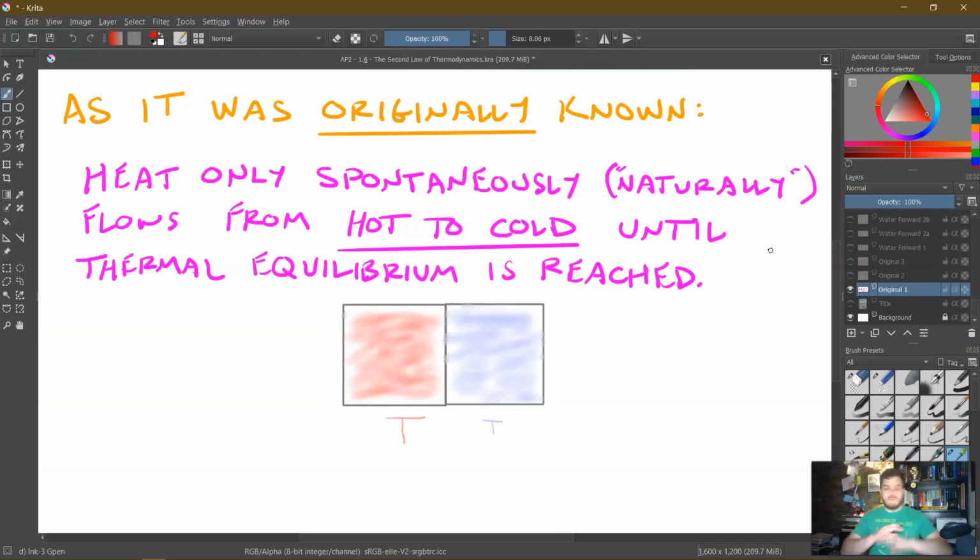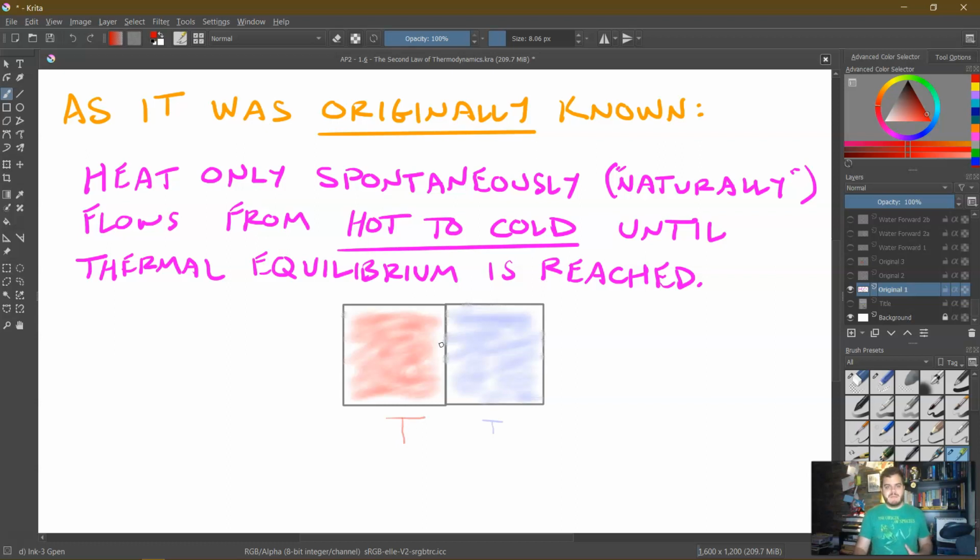So let's remind ourselves, we have not talked about this law in a really, really long time, way back at the beginning of this unit. So let's remind ourselves how it was historically known. Like in the early 1800s, before we knew molecules were things, what was the second law of thermodynamics thought of as? It was that heat only spontaneously or naturally flows from hot to cold until thermal equilibrium is reached.